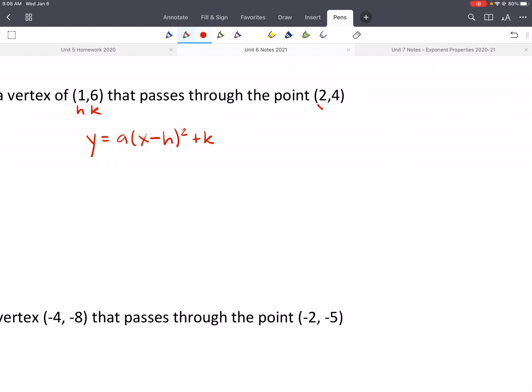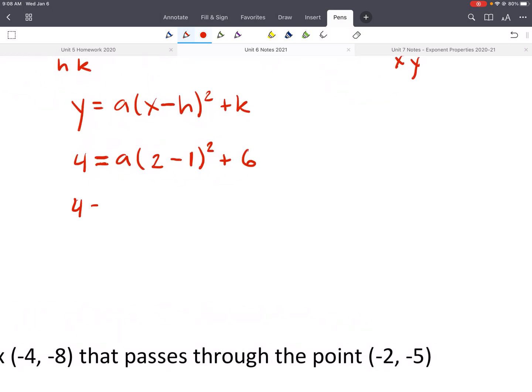And then your point is always your x and your y. So plug it all in. We'll do y is 4 equals a. We don't know what a is. For all these, we're going to be solving for a. Okay, and then we'll do x is 2 minus h is 1, square it, plus k, which is 6. And then we just need to solve for a.